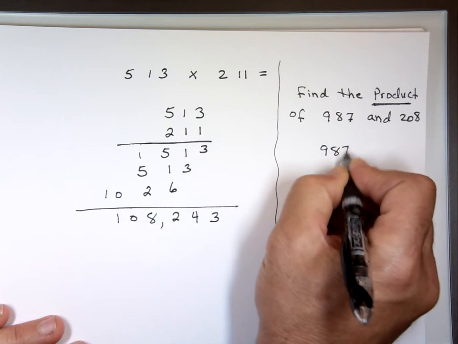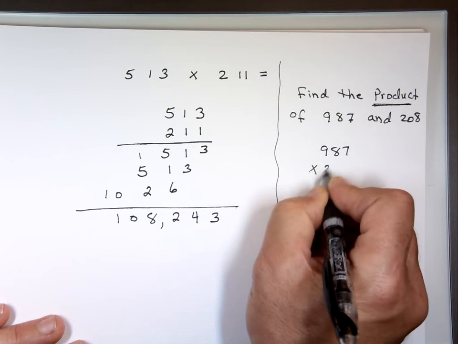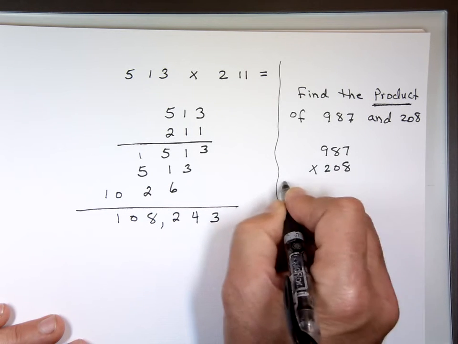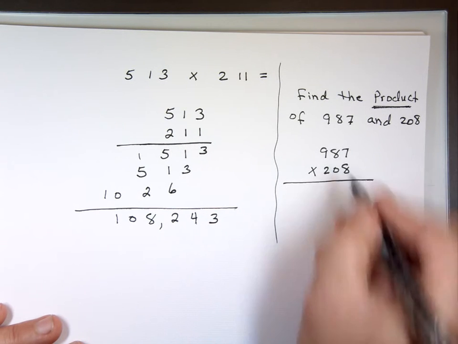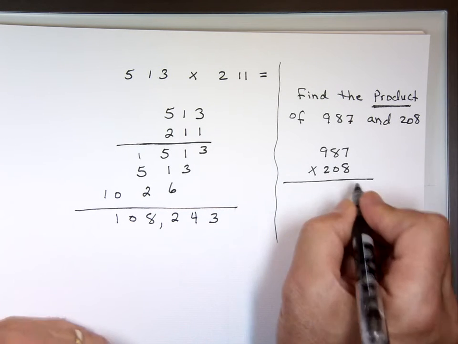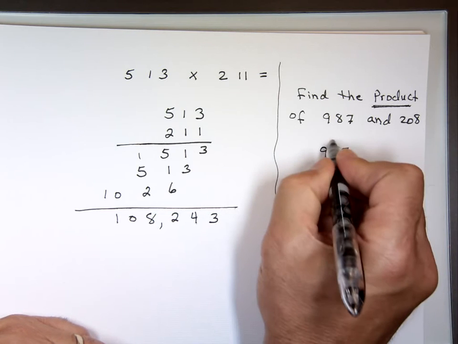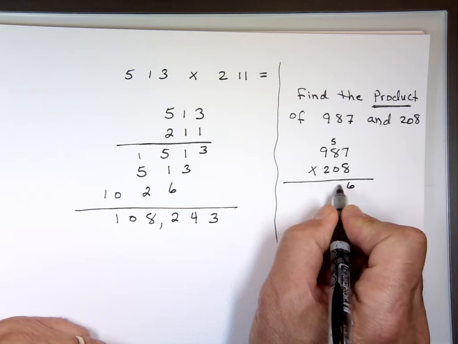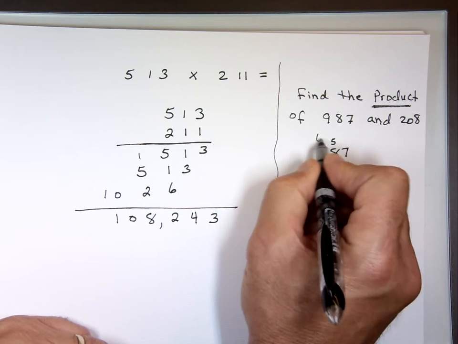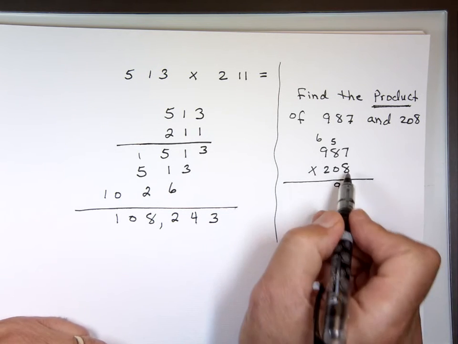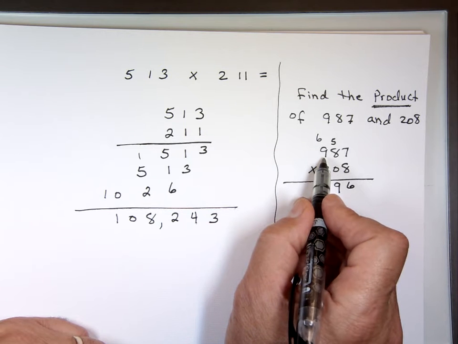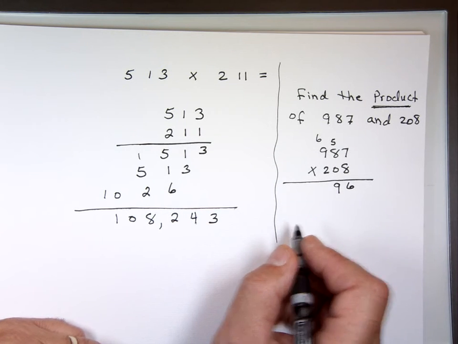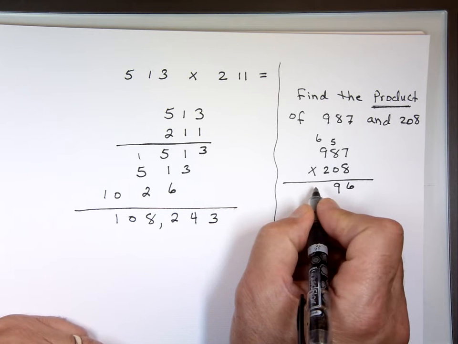987 times 208. 8 times 7, 56. 8 times 8, 64. 64 and 5, 69. 9 carry 6. 8 times 9, 72. 72 and 6, 78. 72 and 6 is 78, yep.